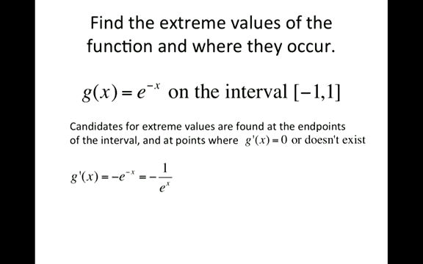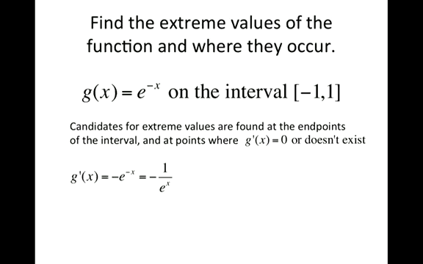The derivative of e to the negative x is negative e to the negative x, and if you think of e to the negative x as a negative exponent, putting it in the bottom of a fraction, that's -1 over e to the x. So now we're interested in when that thing equals 0 and when it doesn't exist.